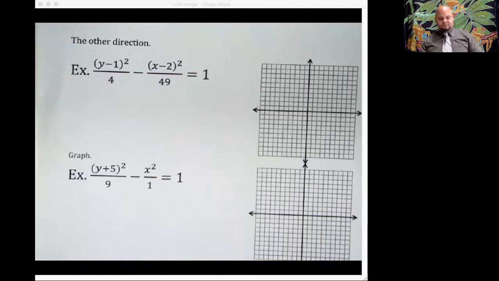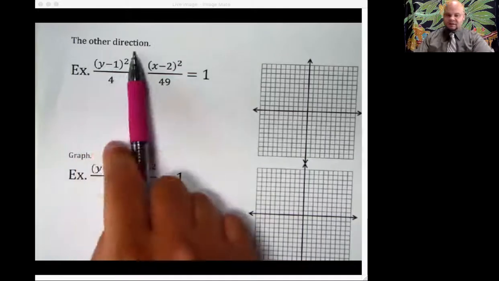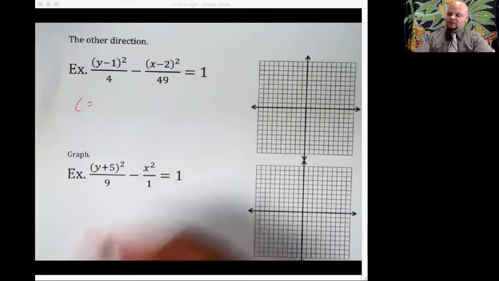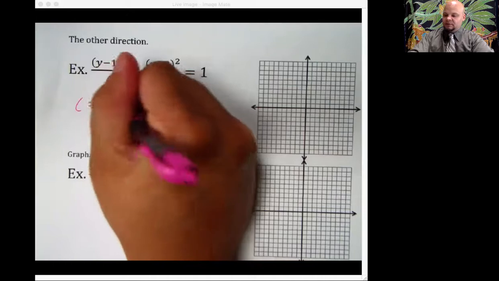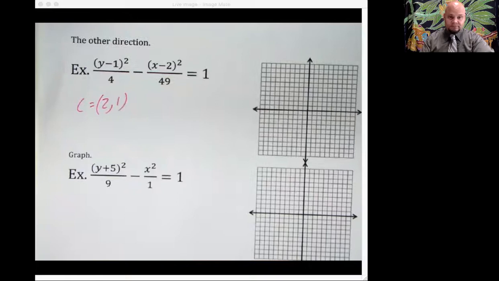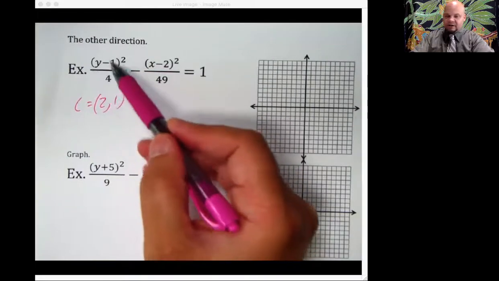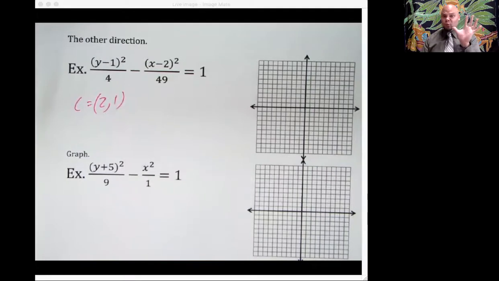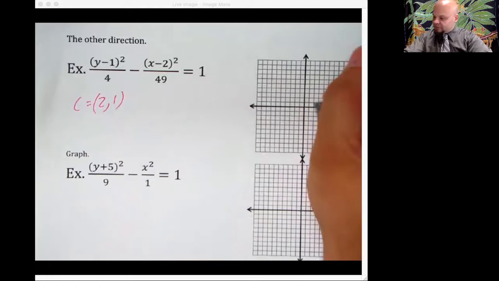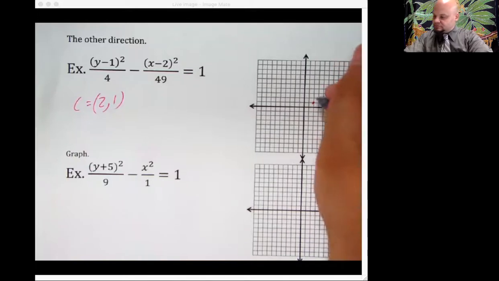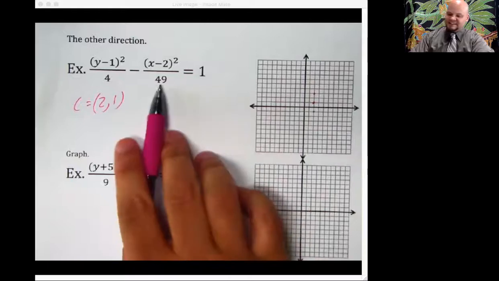So, next question, it says the other direction. What does that mean? Maybe Mr. Beale is insane. Our center is going to be at 2, 1. Mr. Beale, that's not what I got. I got 1, 2. Well, you're insane. It's going to be 2 comma 1 because this is y right here, and this is x. Ooh, switched it up on you, didn't I? 2, 1. Let's see, our y's are going to have an up and down of 2, because the square root of 4 is 2. And our x's are going to have a side to side of 7.